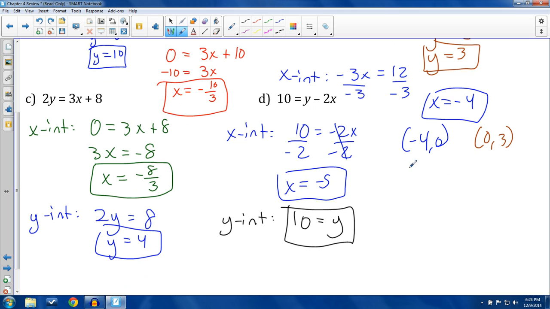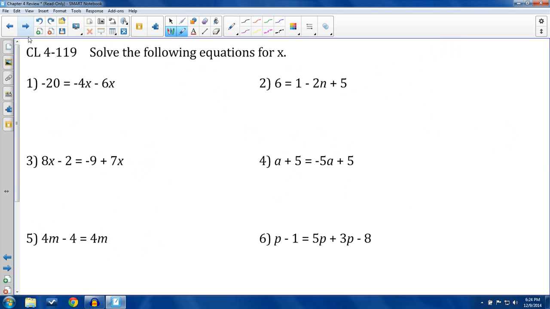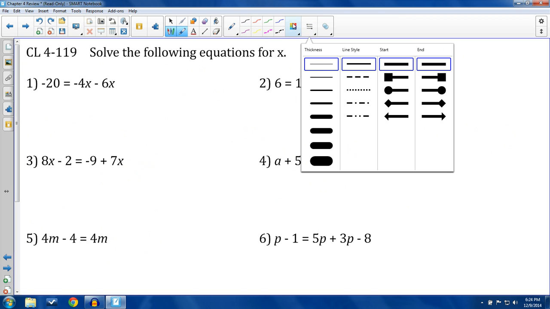Okay, so again, those points are (negative 5, 0) and (0, 10). These are points on your graph. When we get into graphing, you'll see it. Okay, only 2 more sets of equations. There are 12 of these solving for x, and then there are 6 graphing problems, I do believe. So let's go through these.